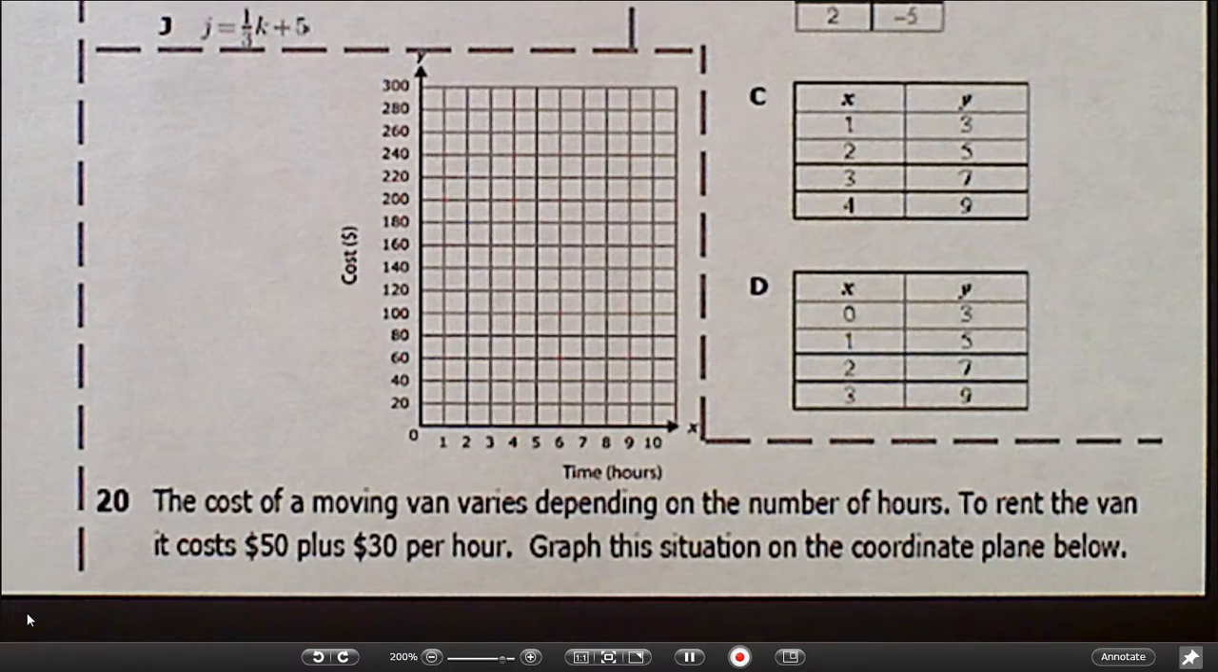Your last job today is number 20. You're given a blank graph and it says the cost of a moving van varies depending on the number of hours. That makes sense. The longer you rent the van, probably the higher you're going to pay. To rent the van, it costs $50 plus $30 per hour. So $50 plus $30 per hour. Graph this situation on the coordinate plane below.